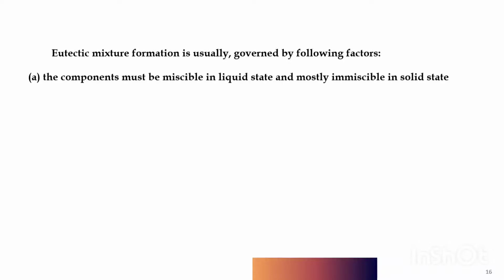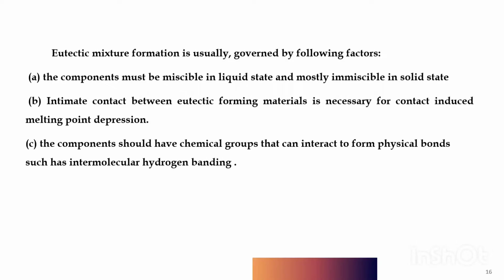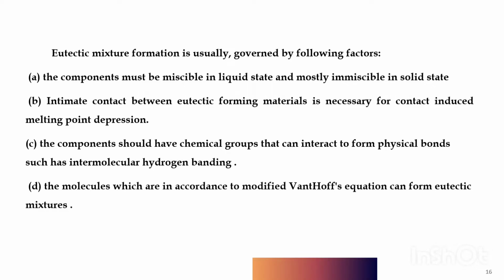Eutectic mixture formation is usually governed by the following factors. The first factor is the components must be miscible in liquid state and mostly immiscible in solid state. The second factor is intimate contact between eutectic forming materials is necessary for contact-induced melting point depression. The third factor is the components should have chemical groups that can interact to form a physical bond, such as intermolecular hydrogen bonding. The fourth point is the molecules which are in accordance with the modified Van't Hoff's equation can form eutectic mixtures.